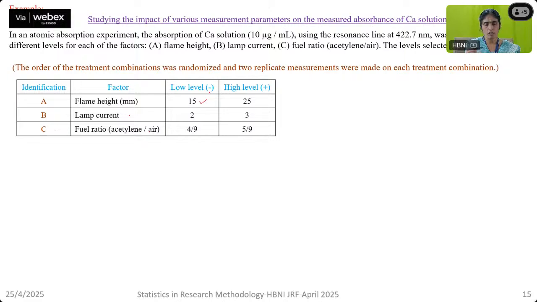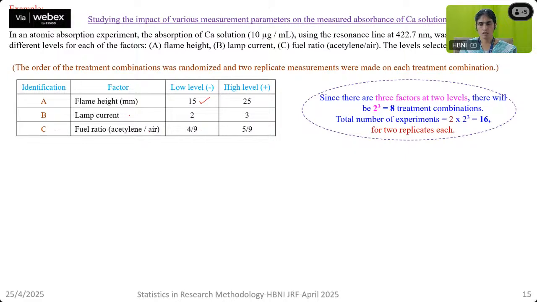Numerically you can see that 15 is lower compared to 25, 2 is smaller compared to 3, 4 by 9 is small compared to 5. So smaller values are taken together, and higher values on the other side. Lower values we normally give the symbol minus, and high values plus. Since there are 3 factors and each factor is represented in 2 levels, you will see that 2 to the power 3, that is 8 treatment combinations, are possible.